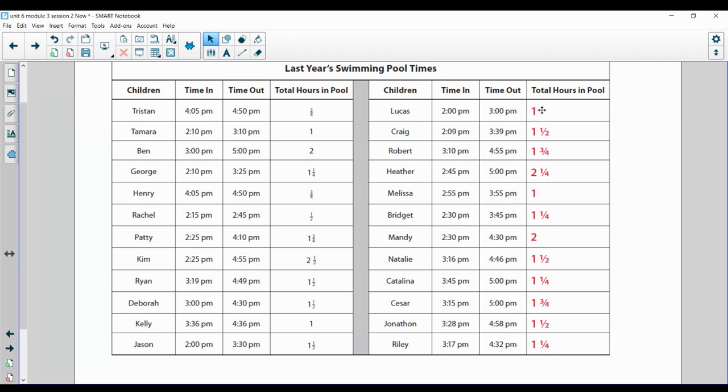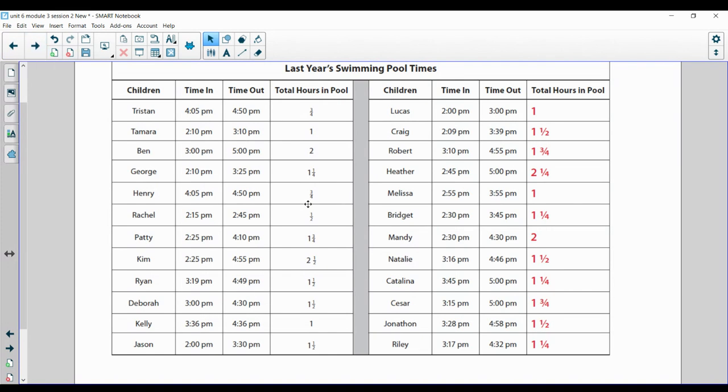I want you to notice that of the fractions that we have, some are whole numbers, like Lucas was a whole hour. And then we have others that were half hours, so 1.5 hours. And we have fourths as well. So it's either a full hour, a half hour, or a fourth. And so we have fourths like this one, which is 3/4. Okay. So check your data that you had with that.